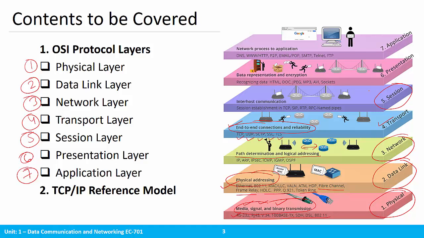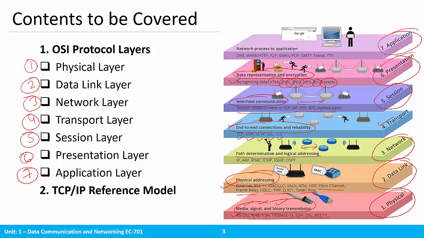And the fifth layer, which is called the session layer, is responsible for inter-host communication. That means host-to-host communication is only possible with this layer, and it is responsible for session establishment for all the protocols with respect to the presentation layer and the transport layer. The sixth one is the presentation layer, and the presentation layer ensures data representation and encryption. So it basically recognizes the data, which may be in the form of HTML or doc file or JPG file or MP3 or AVI or sockets, right? And then finally we will see the application layer.